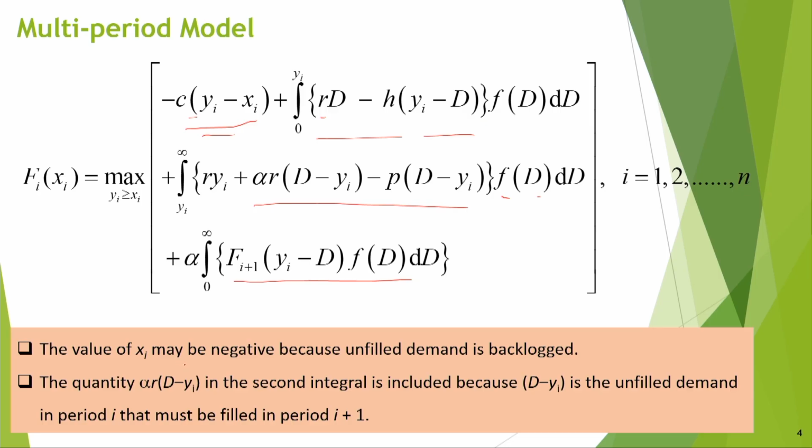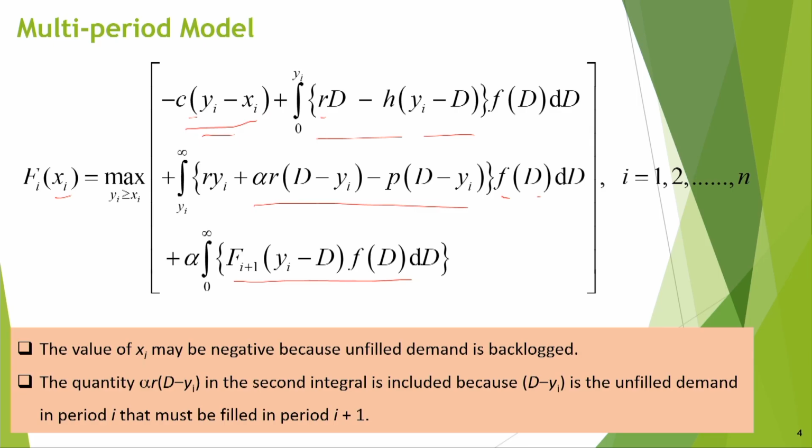The value of xi may be negative because unfilled demand is backlogged. So, it need not be the case that xi is always positive, xi can be negative also. In that case, there is no extra unit available to sell, rather it is backlogged. So, in that case, yi minus xi will be more than yi and the cost will increase.